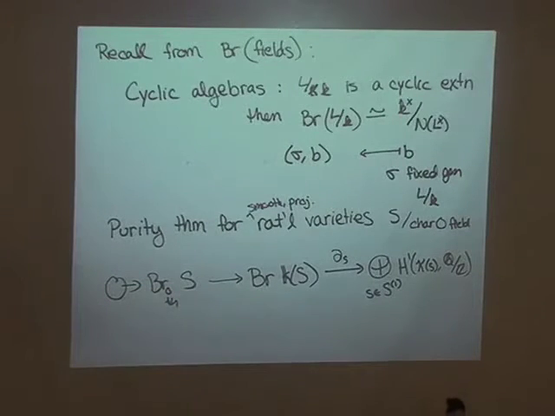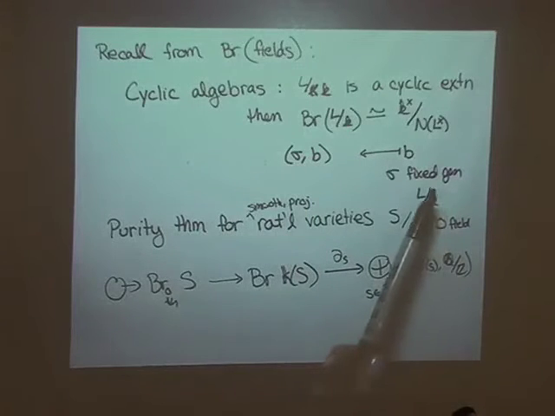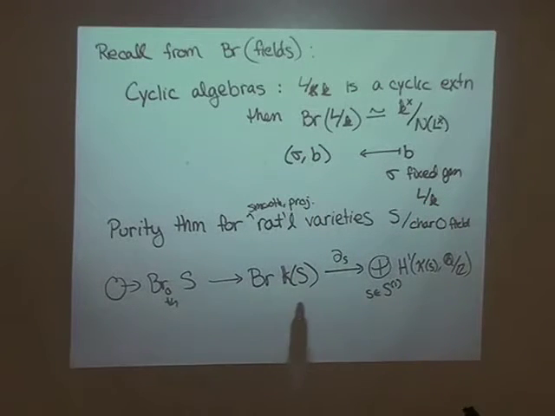Okay. So for cyclic algebras, we can tell if something is trivial by testing whether this B is a norm. And for the function field of smooth projective rational varieties, I can test if something is trivial, where trivial means a constant algebra, by testing whether it has trivial residue everywhere. Okay.